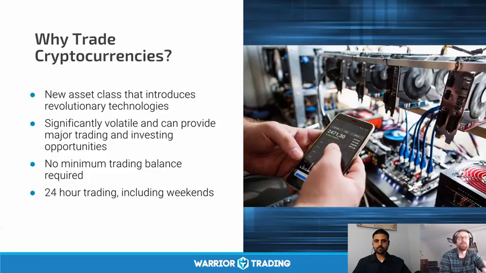Now, another benefit and definitely an appeal to cryptocurrencies is that you can trade 24 hours, including weekends, and there's no minimum trading balance required. So right now, that's a pro, but it's also a con. And the con of that is that there's not a lot of regulation.